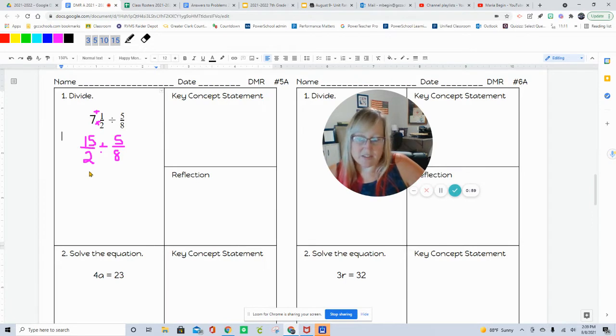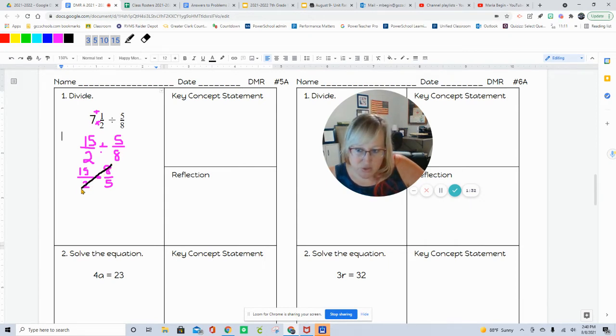But now that I have this, I can do the keep change flip and turn it into 15 over 2 times flip is 8 over 5. Now, this is a little trick that some students do, that when you cross multiply, if you notice that you can reduce that, like if 8 over 2, I could reduce that, right? They're both divisible by 2.